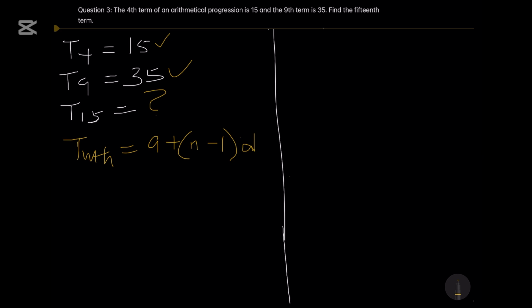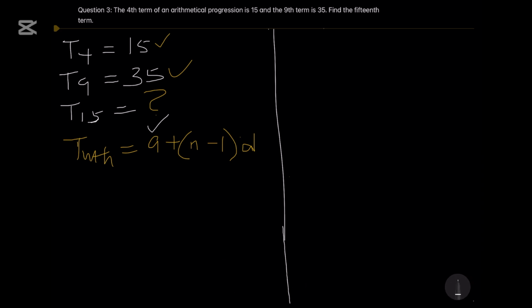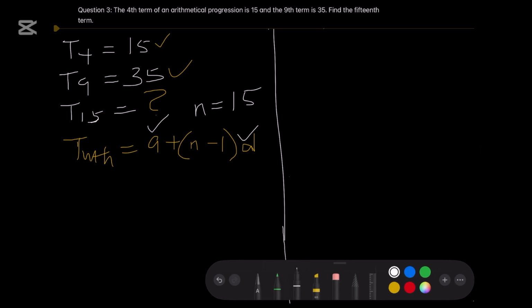So first thing, before we can get our nth term, we have to determine the first term and the common difference. We already know our n is 15 because they asked us to look for the 15th term. So how do we determine our first term and our common difference? So very easy. What we just have to do is to follow the statements which we are being given.